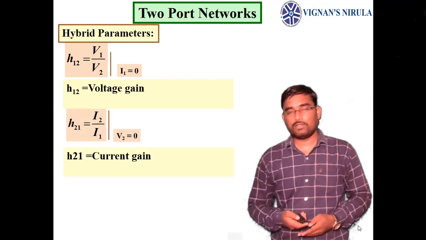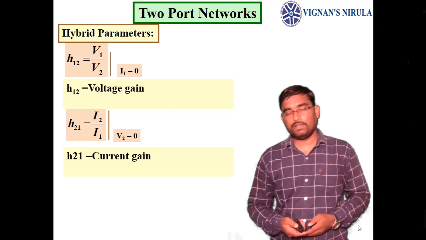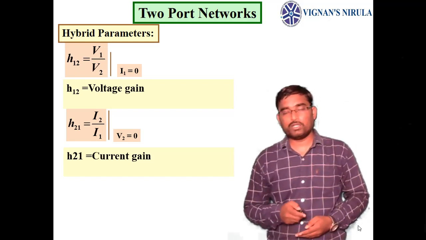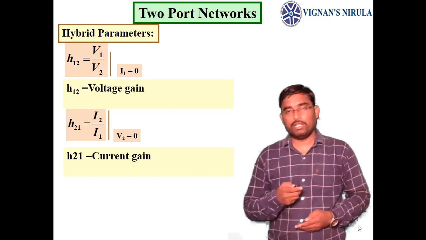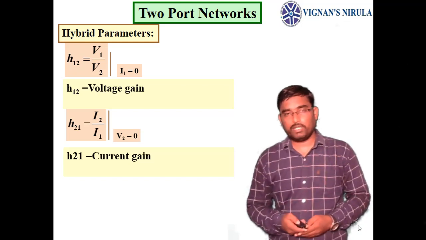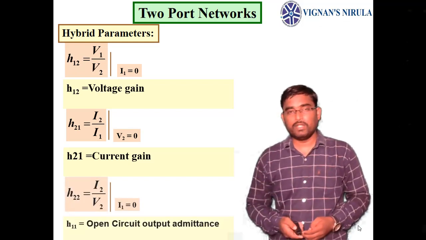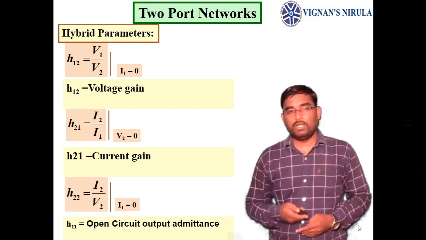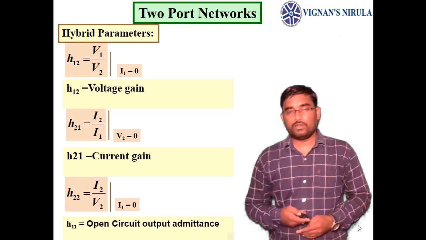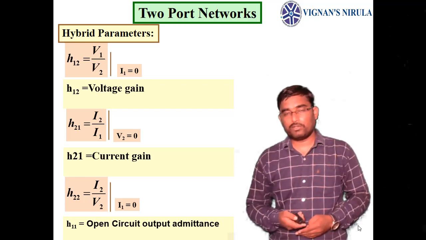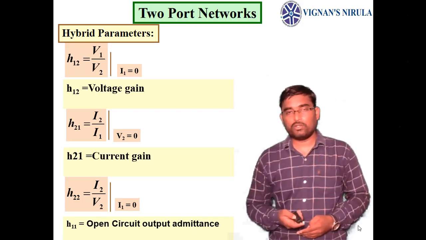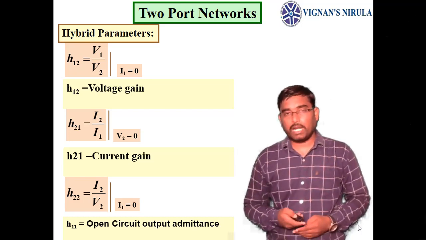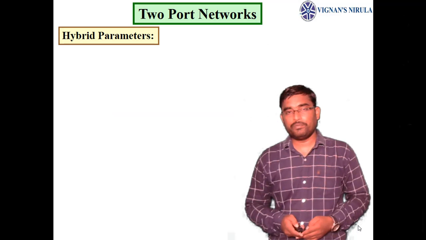And H21 equals I2 by I1 when V2 is 0. If you put V2 equals 0 in the second equation, you will get the ratio of I2 by I1, which equals H21, called the current gain, which is also dimensionless. And the last parameter, H22 equals I2 by V2 when I1 is 0. Putting I1 equals 0 in the second equation, the ratio of I2 by V2 gives H22, which is also called the driving point admittance at port 2.